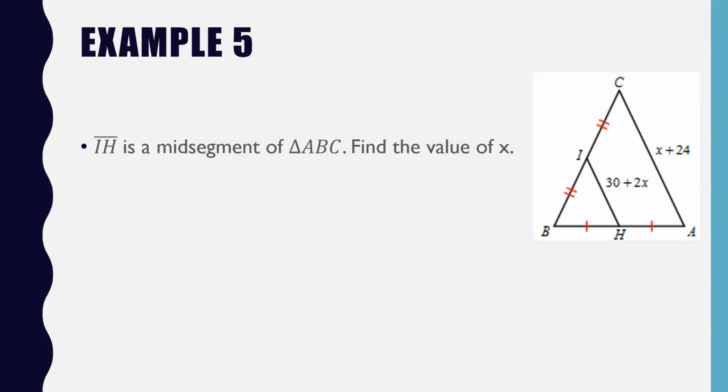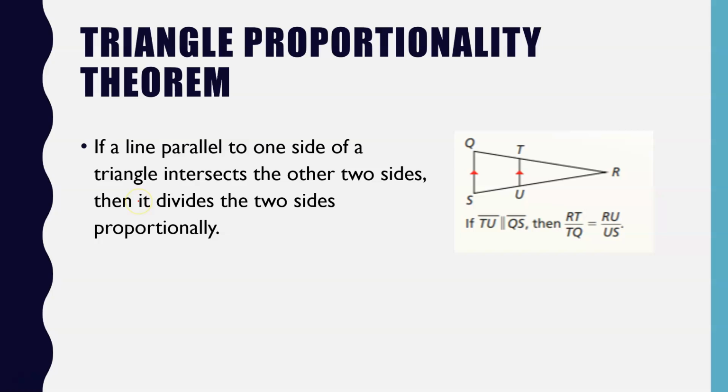This one is showing me that IH is my midsegment of triangle ABC. So this one, the proportion is IH over C. Oh, it's not C.